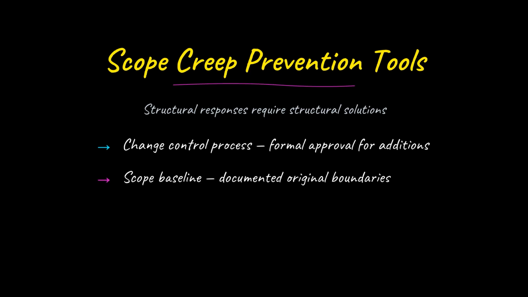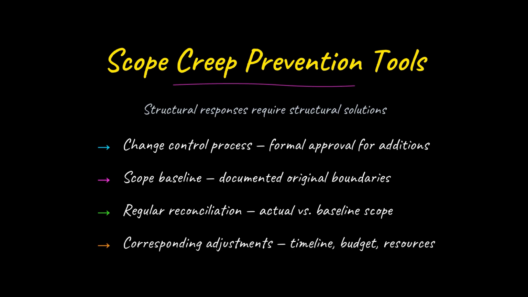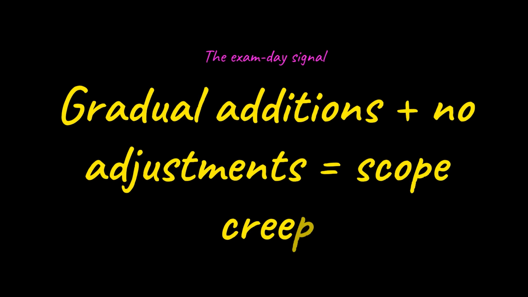Change control processes, explicit baselines, and formal approval gates give project managers the tools to handle new requirements deliberately rather than reactively. On exam day, watch for phrases like gradual increase of original scope or budget overruns from accumulated changes. The middle path is never refusing all additions or accepting all of them. It is explicit change control with matching adjustments to scope, schedule, and resources.